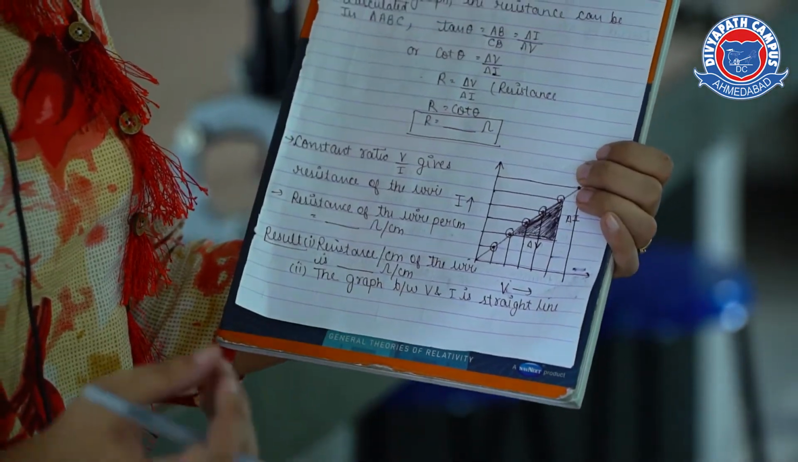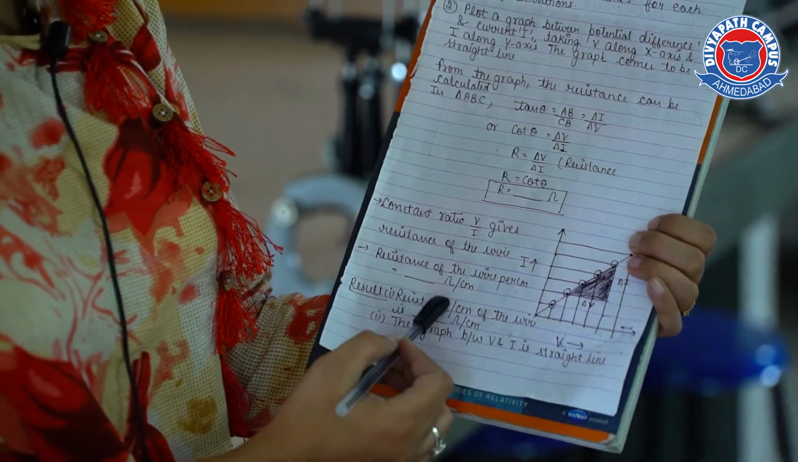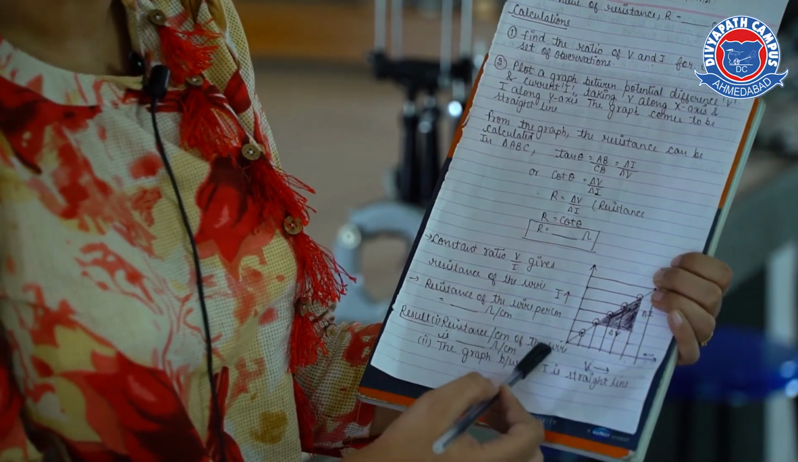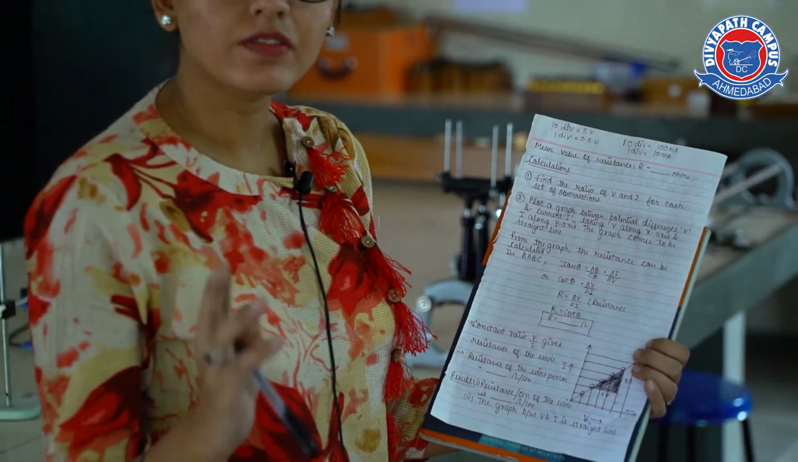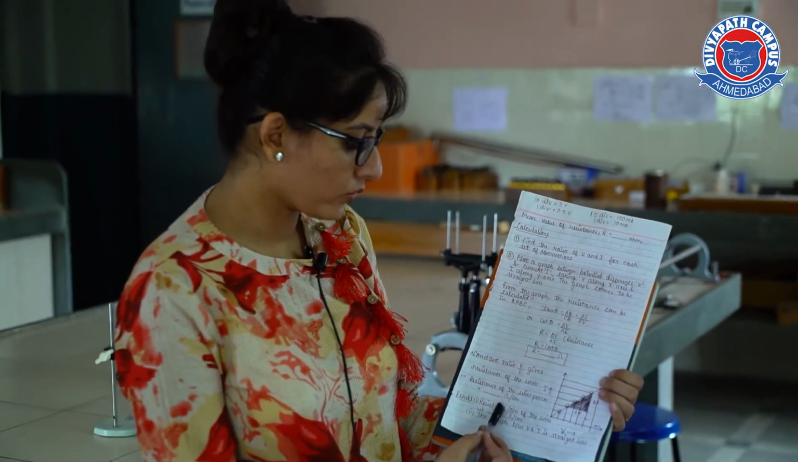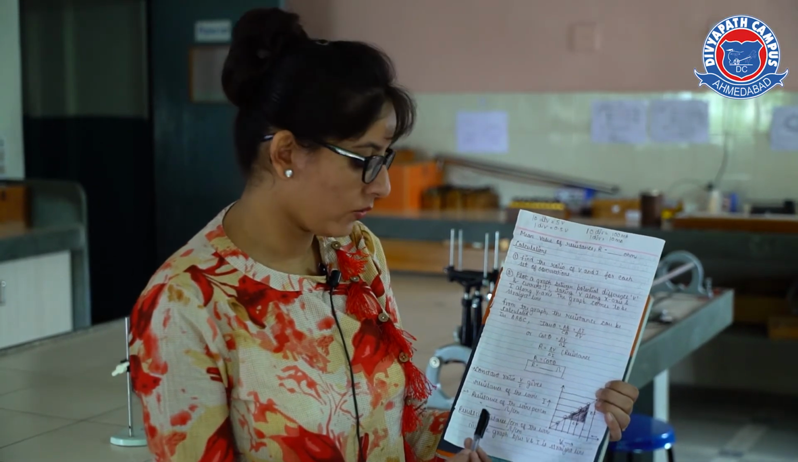And the next part is the result. What you observe in this particular experiment is the resistance per centimeter of the wire, which you obtain from the observation table and from the graph as well. You have to write that value here. And next you have to state the proof of Ohm's law, that is V is directly proportional to I, which is a straight line. Thank you.